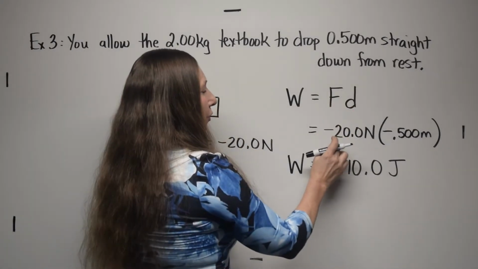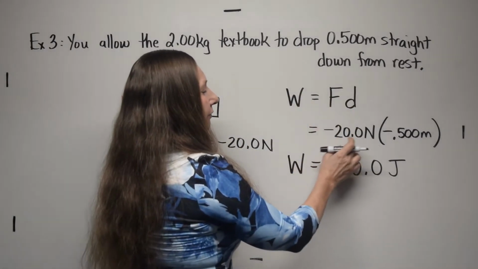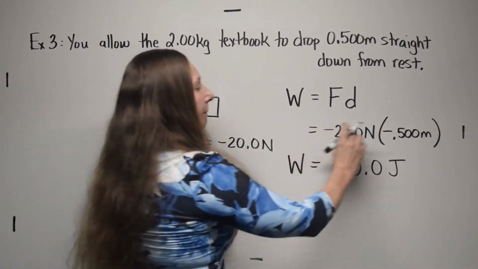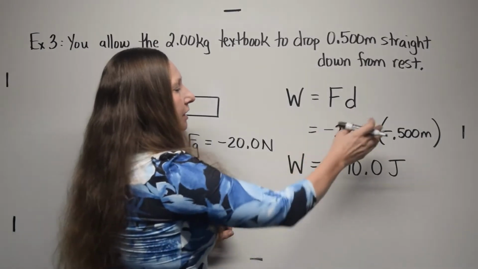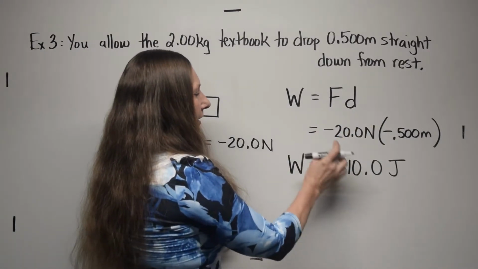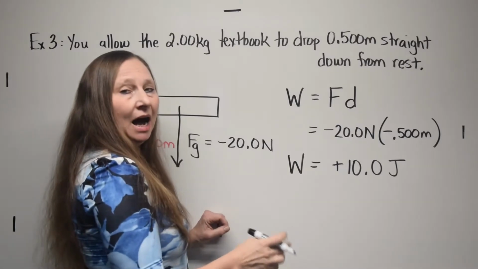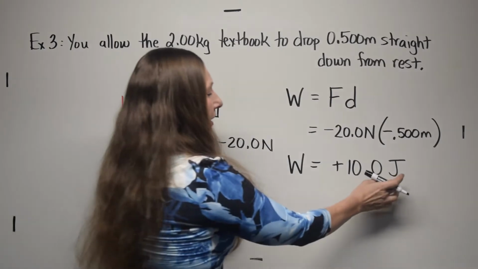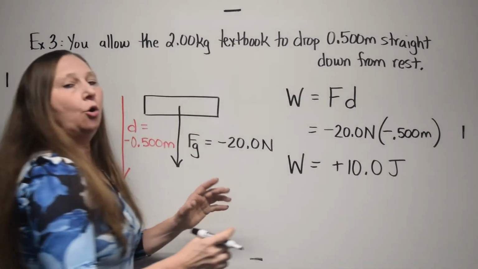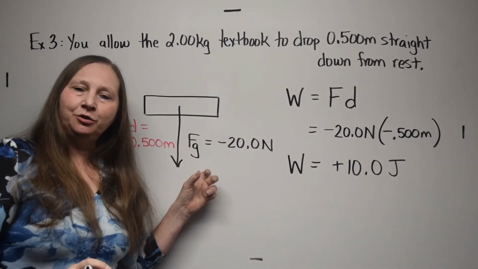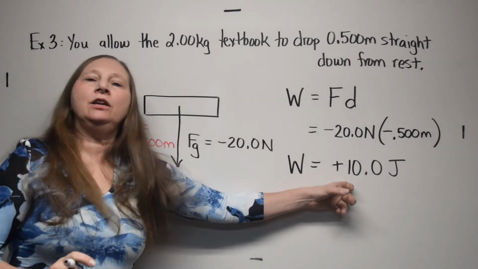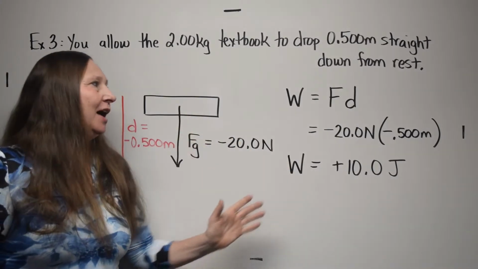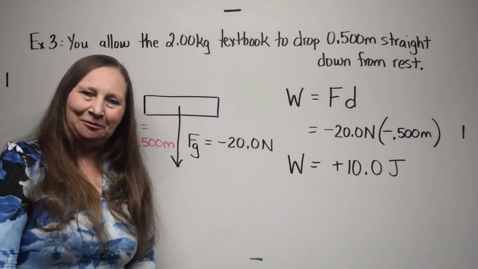The gravitational force we've calculated a couple of times is negative 20 newtons. The displacement is negative 0.5 meters. Multiply those together. 20 times 0.5, we get 10. Negative times a negative gives you a positive. Now, the unit is a Newton meter, but a Newton meter is a joule. So, the gravitational force did 10 joules of positive work on the book as it fell half a meter straight down.